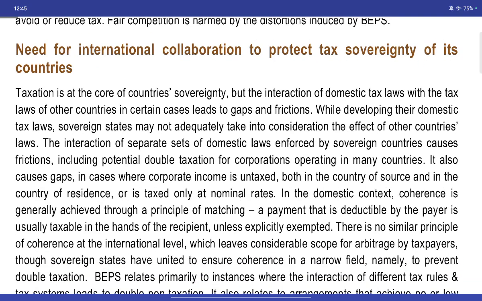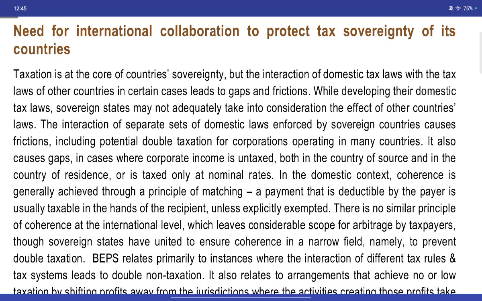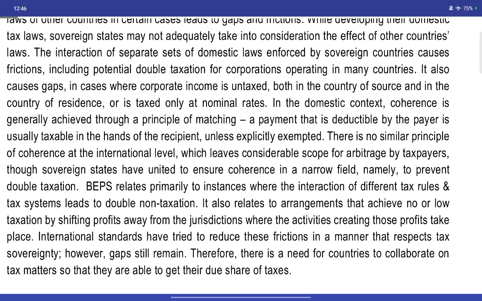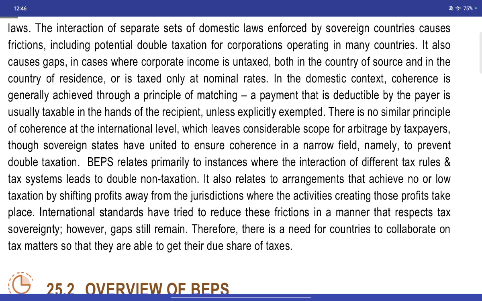Taxation is a core of sovereignty, but the interaction of domestic tax laws with the tax laws in other countries can in certain cases lead to gaps and frictions. While developing domestic tax laws, a sovereign state may not adequately take into consideration the effect of other countries' laws. The interaction of separate sets of domestic laws enforced by sovereign countries causes friction, including potential double taxation for corporations operating in many countries. There are also gaps, because corporate incomes can be untaxed in both the country of source and the country of residence, or taxed only at low rates.